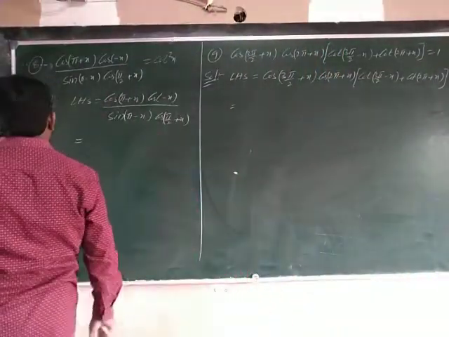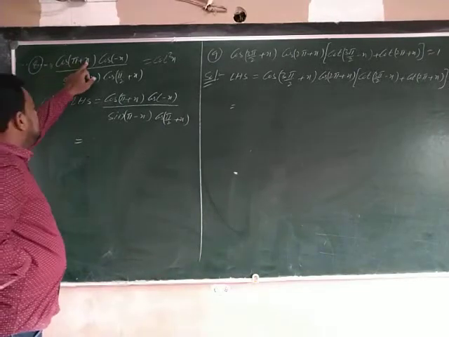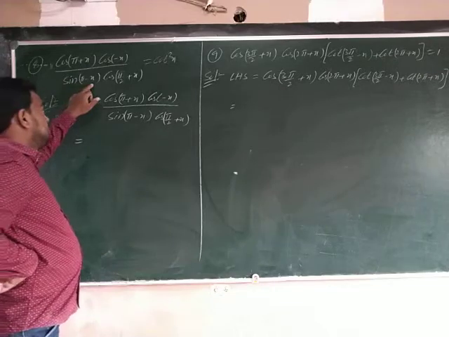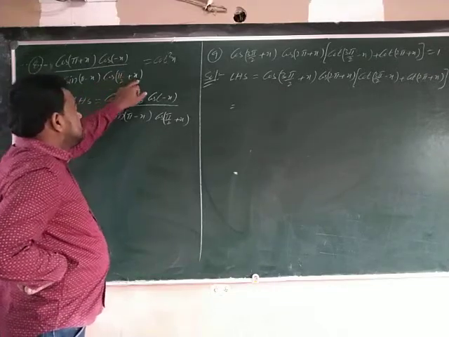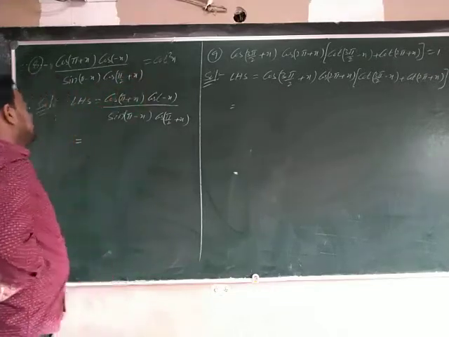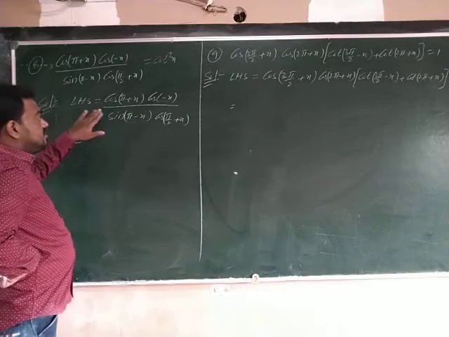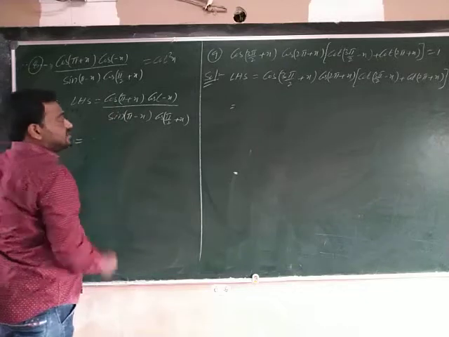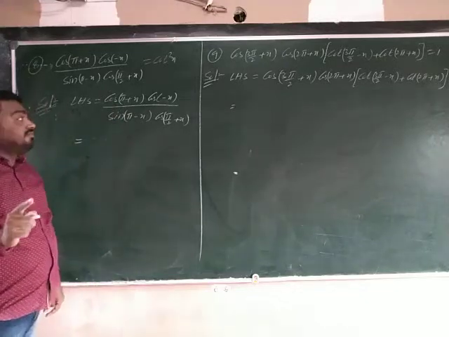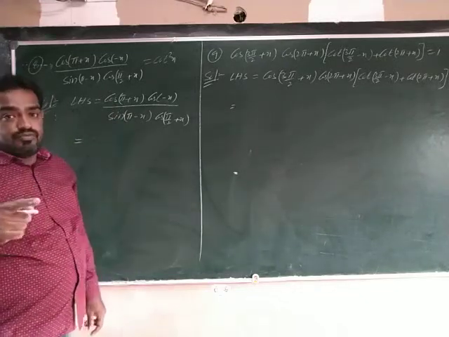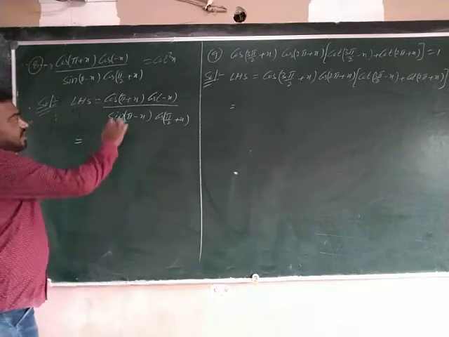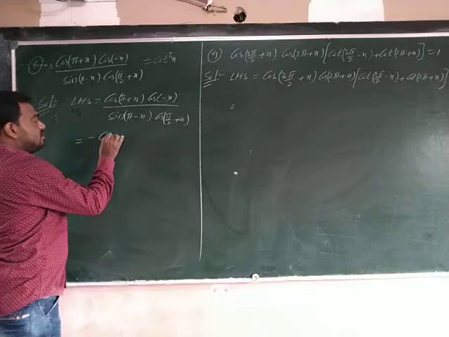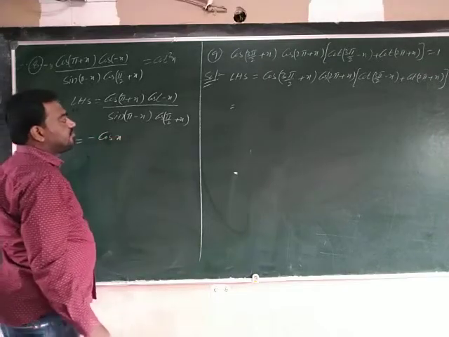Prove that cos(pi + x) into cos(-x) divided by sin(pi - x) into cos(pi/2 + x) is equal to cot square x. Proof: I am taking LHS. So LHS is equal to cos(pi + x). Pi is nothing but 180, pi by 2 is 90. Cos 180 plus theta is equal to minus cos theta. So minus cos x.